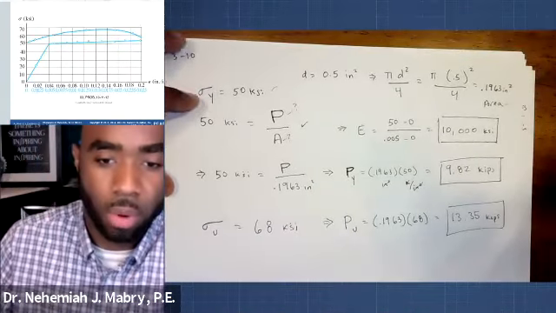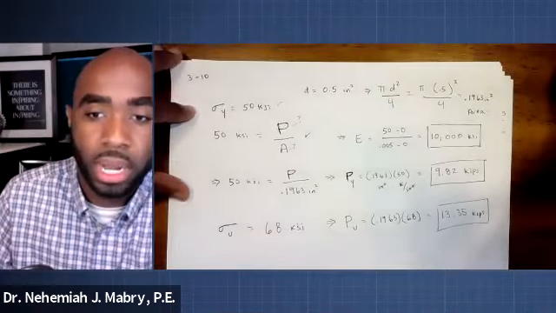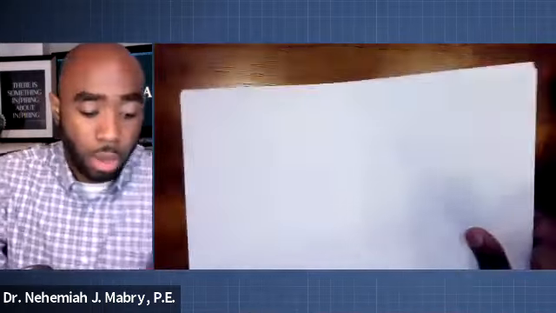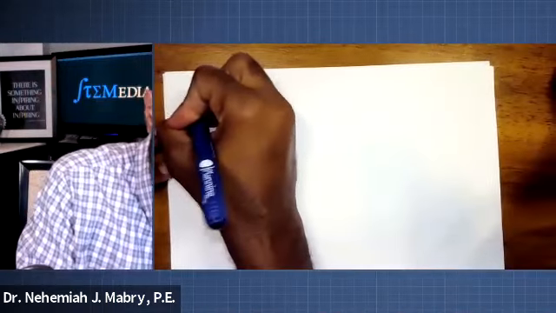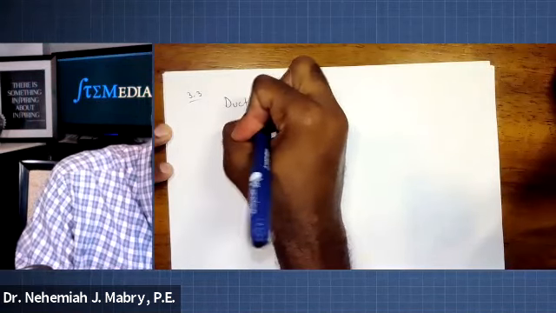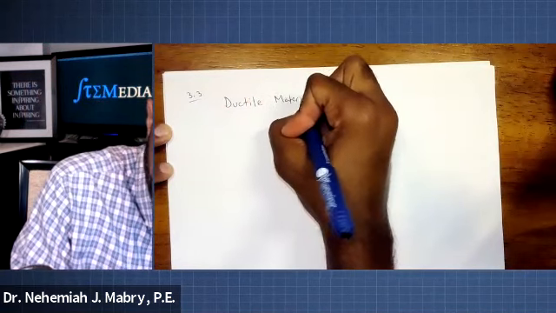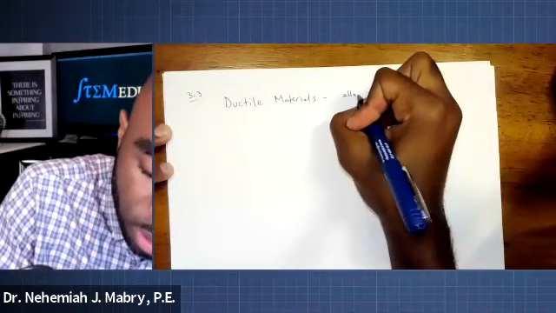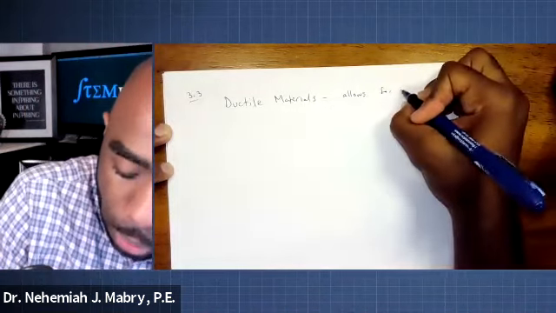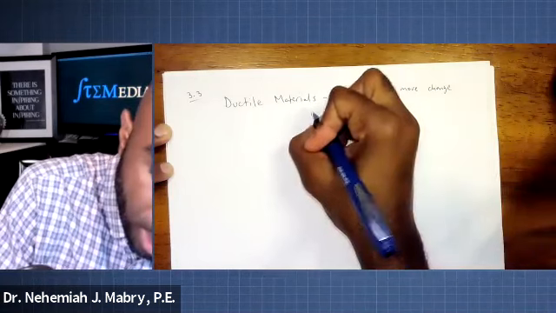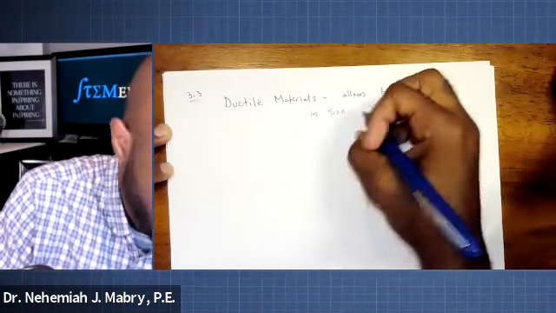All right. So what I'm going to do right now, I'm going to introduce you to a few more concepts moving forward in chapter 3. I believe this concept pops up in section 3-3.3, and that is ductile materials. You need to know what a ductile material is. What we're saying is that this material allows for more change in size before failure.